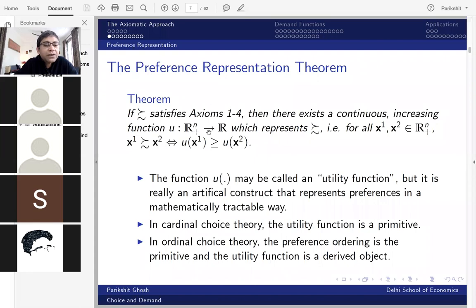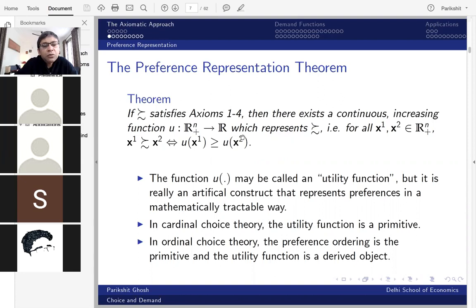We shouldn't be, because then it's very easy. Whichever is the most preferred bundle of the consumer, you give it, let's say, the number 10. The second favorite is given the number 9, all the way down to 1. So if there's a finite number of alternatives, we can just use integers to create a scale where more preferred bundles are given bigger numbers.